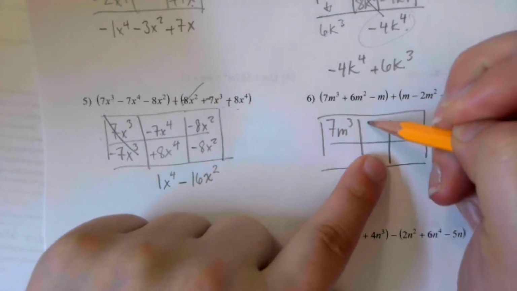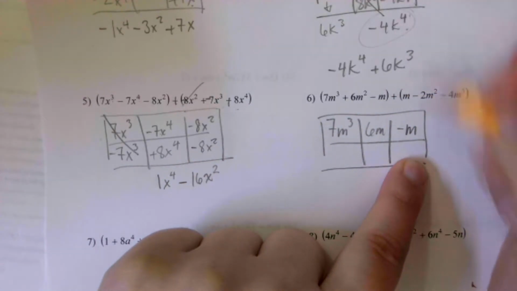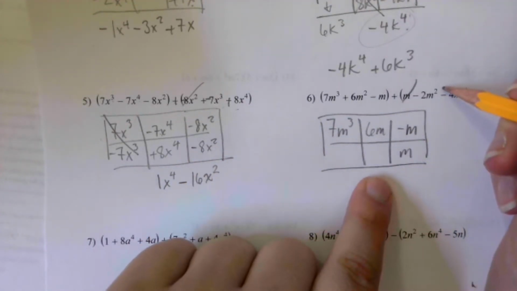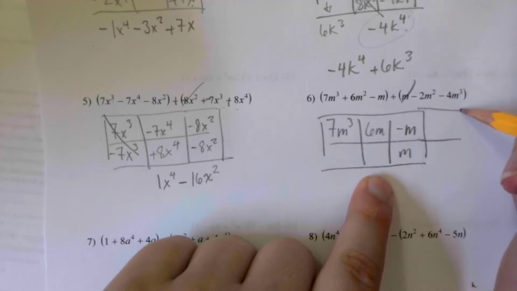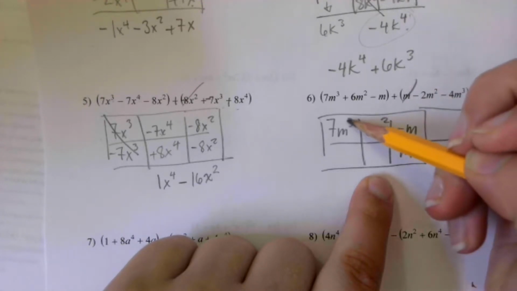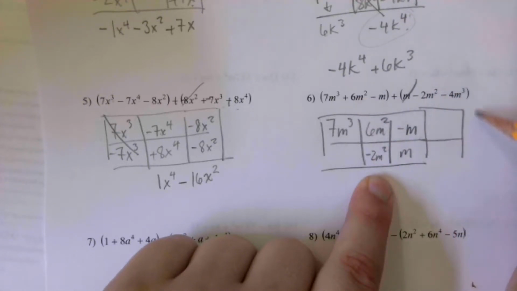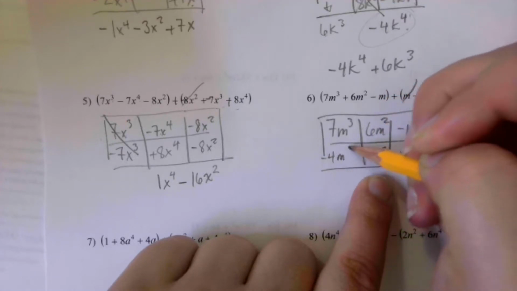7m cubed, 6m, negative n. Don't need to flip my signs, so I've got m. Need another box. Oh no, that's squared. I messed that up. Alright, negative 2m squared, negative 4m cubed.